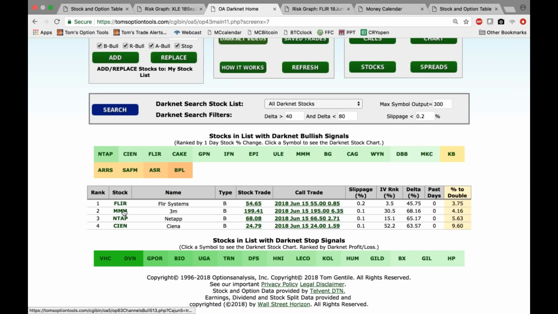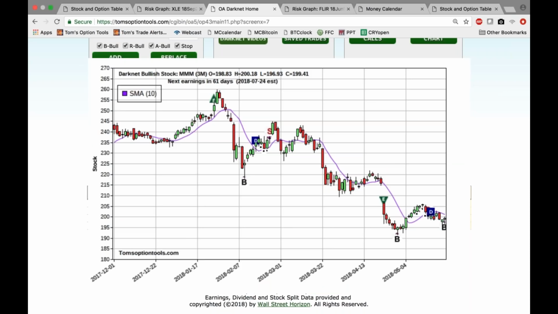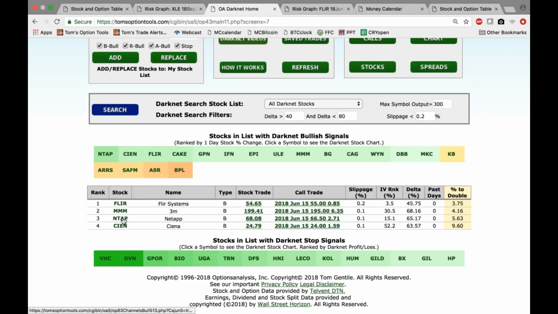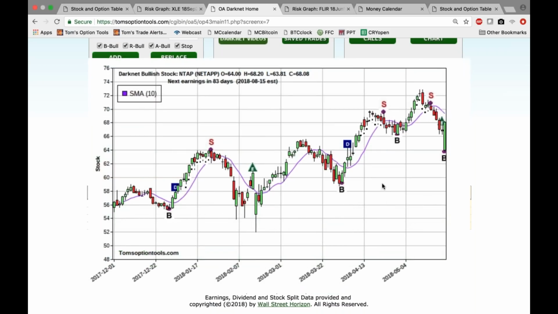3M, let's take a look at it. Now, does that look like something we want to jump into? It did have a buy and a sell that made money. It did have a buy here and a sell that made money, but it's moving in the wrong direction to me. How about NetApp? And NetApp is moving in the right direction.